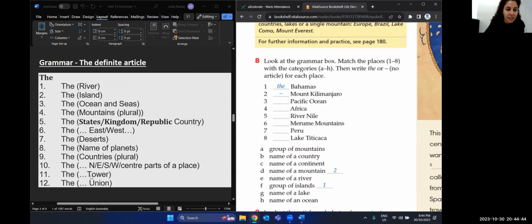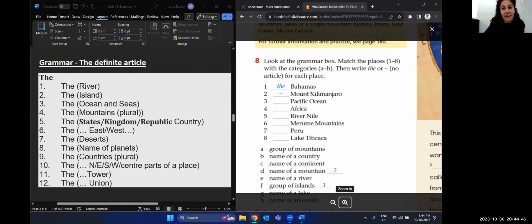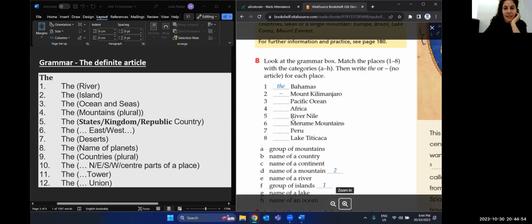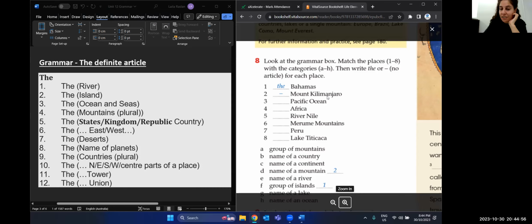So we know when we have a country, actually, it's not really a country. It's more like an island, the Bahamas. So we need to say the. Mount Kilimanjaro, we don't need to say the because it's a single mountain. There's no S. It's like saying Mount Everest.